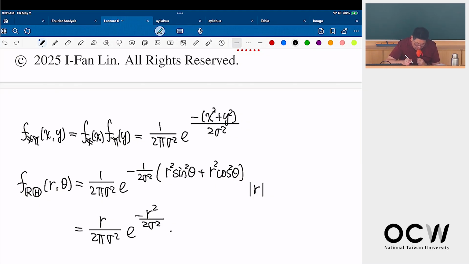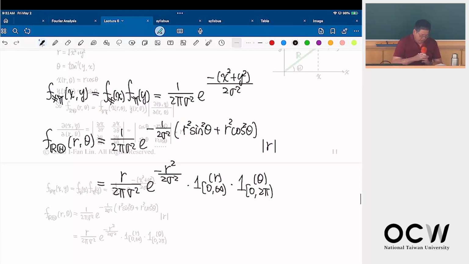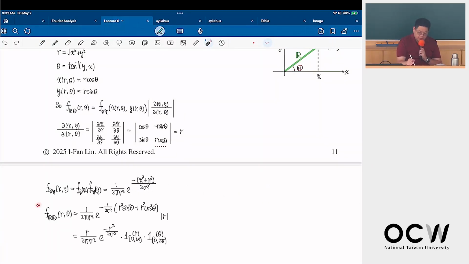And the range for your r is greater than 0. So r is from 0 to infinity. And how about theta? Theta is from 0 to 2 pi. So this is the joint PDF. Now let's see the marginal PDF of r and also the marginal PDF of theta.